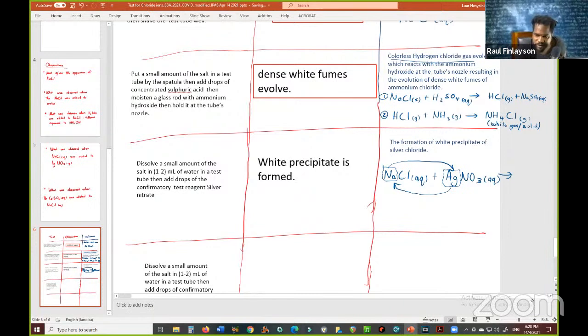All right, so that is it. As you see in here, this is a double substitution, guys, right? Sodium will replace silver and silver will replace sodium. That's a double substitution reaction. So what's going to happen here? Silver chloride will be formed, which would be AgCl. This will be solid.